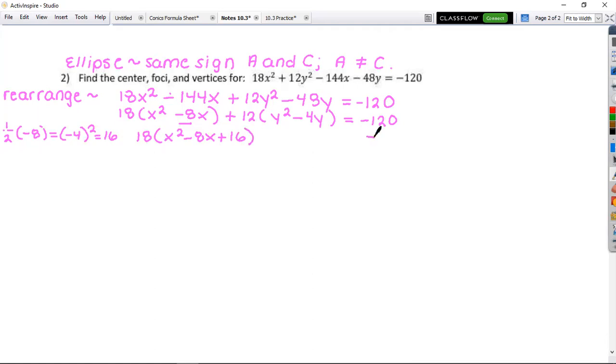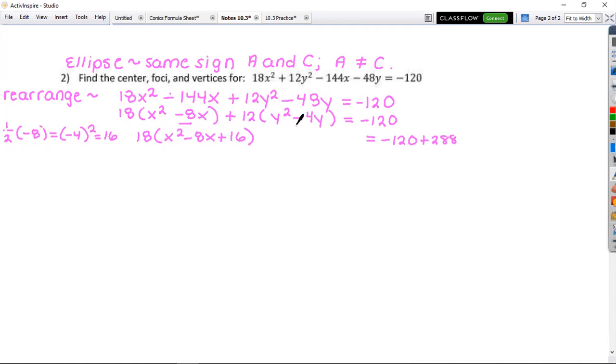Over here, this would be negative 120. Is that 288? What is 18 times 16? Yes. So plus 288 goes over here. 288. All right, now I do it again.